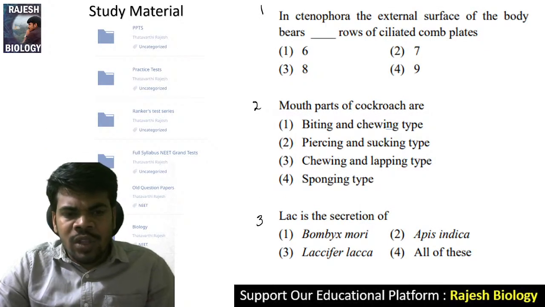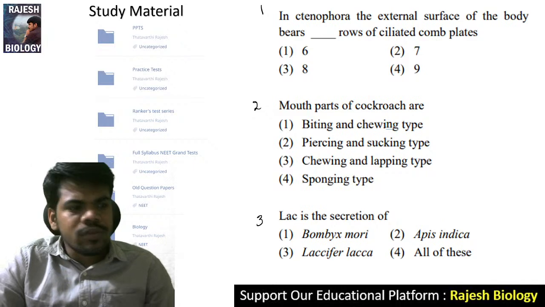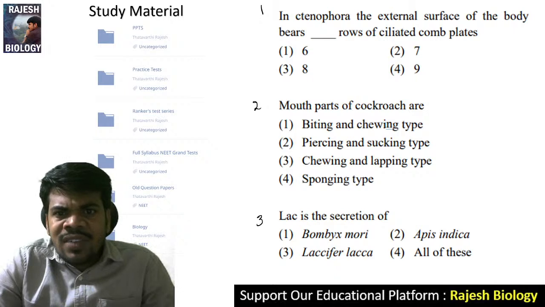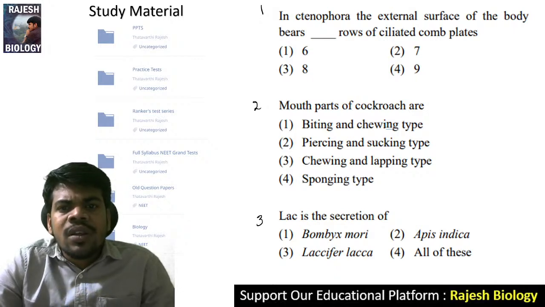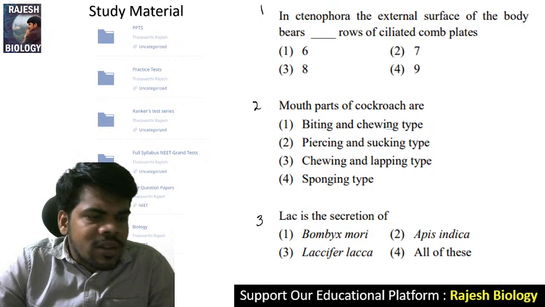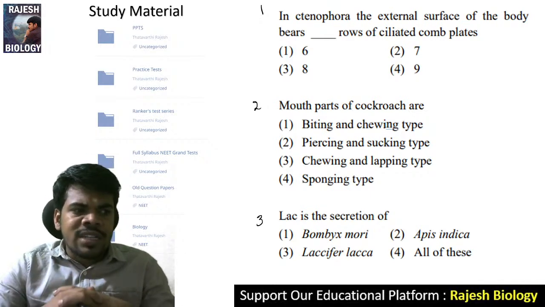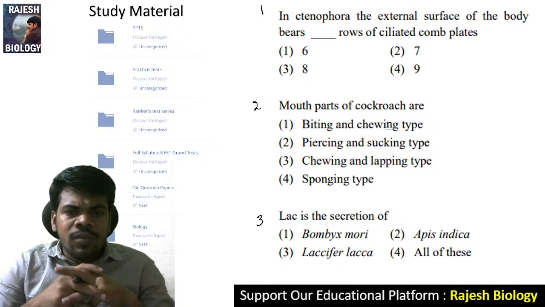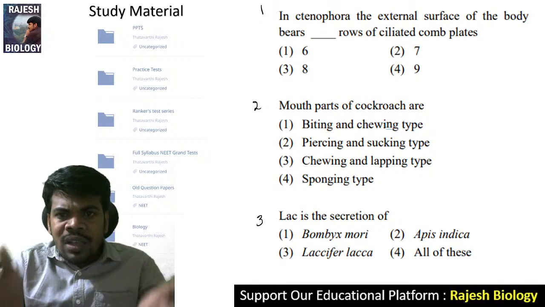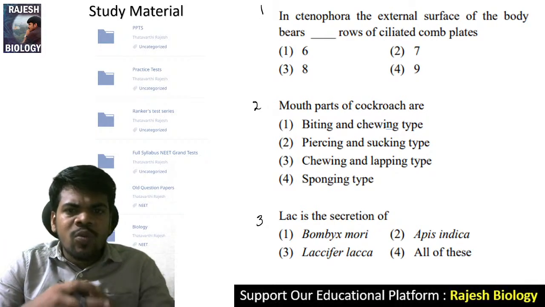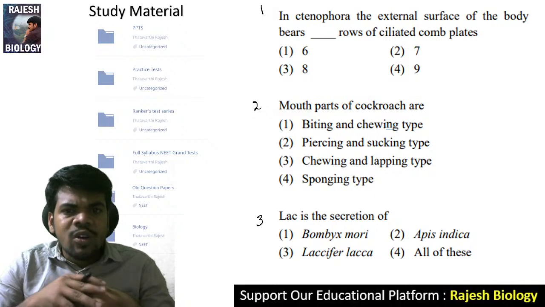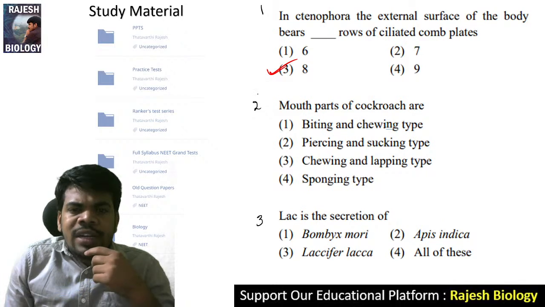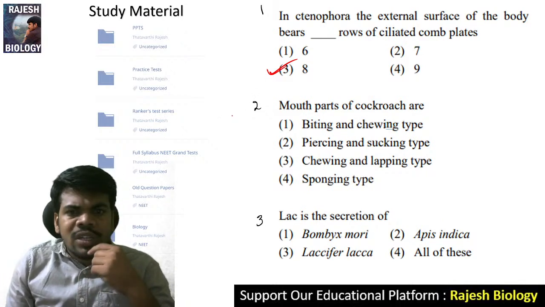And let's dive into the session with the first question. In Ctenophora, the external surface of the body bears how many rows of ciliated comb plates? You know, Ctenophora are called comb jellies and sea walnuts, comb jellies because they have rows of ciliated comb plates. How many comb plate rows are there? Yes, perfect. 8 rows of ciliated comb plates are present. Perfect, Jnaneshwari.